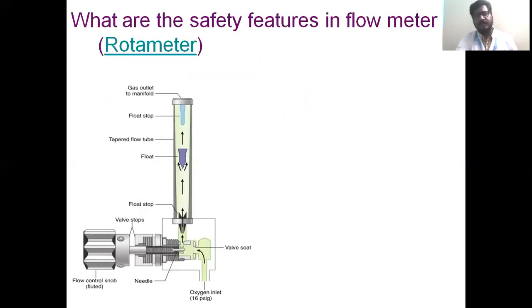Now coming to the flow meter. The flow meter is very important. It is also called a rotameter. We have a flow tube with a bobbin inside, with variable tapering and constant tapering tubes. We have a flow control knob which is fluted, and a valve stop. We have a needle and an oxygen inlet at the rate of 16 psig. We have a valve seat and the floats.